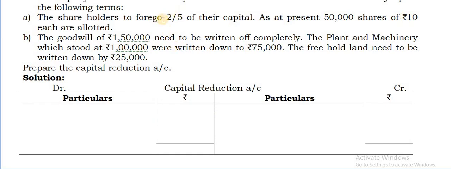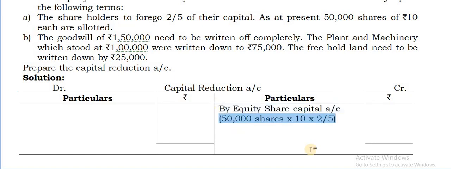50,000 into 10 into 2 by 5. So 5 lakhs is 250. That's 2 lakhs, that you write on the credit side by equity share capital account. How do you write it? This is what I said: 50,000 shares into 10 rupees each into 250. So that gives you 2 lakhs.